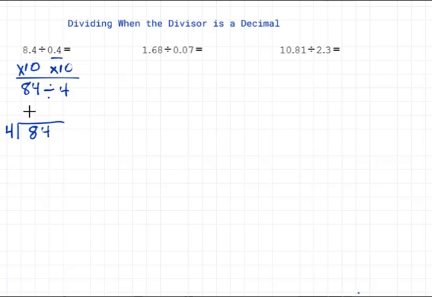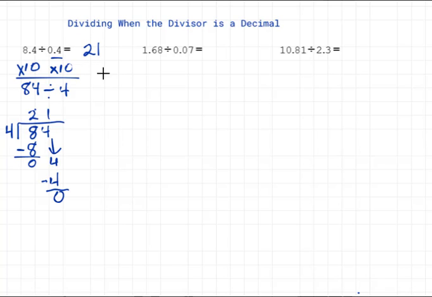4 can go into 8 2 times. 2 times 4 is 8. We subtract it. We're left with 0. We're going to bring down the 4. 4 goes into 4 one time. 4 times 1 is 4. And with nothing left over, 8 and 4/10 divided by 4/10 is equal to 21.